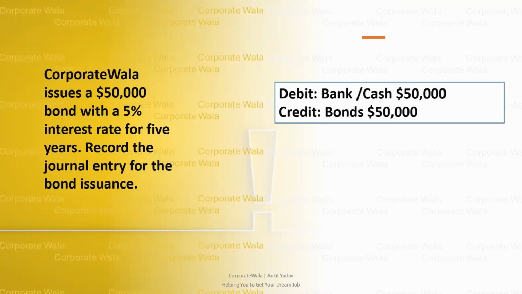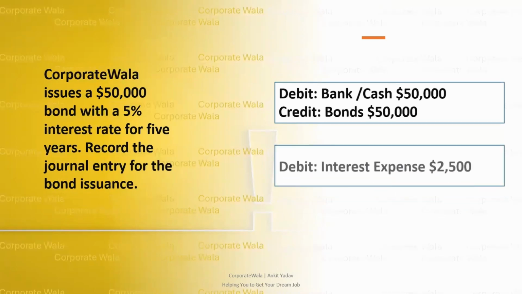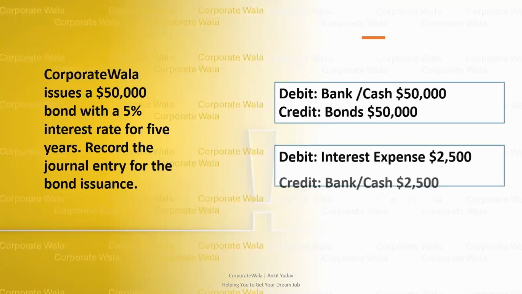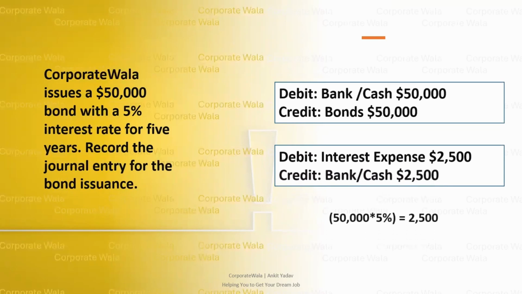So we will book the entry: interest expense account debit to bank or cash by $2,500. And how have we calculated this amount? We have 50,000 amount which is at a 5% rate of interest. So annual interest will be $2,500.